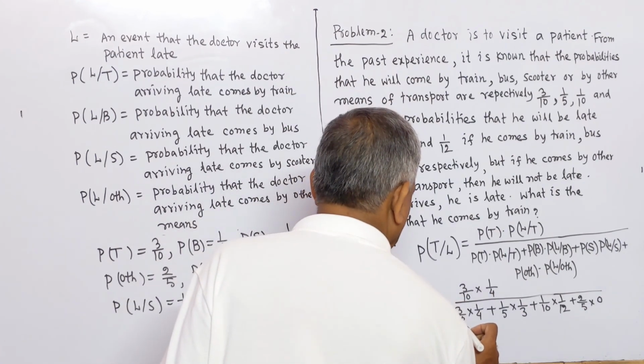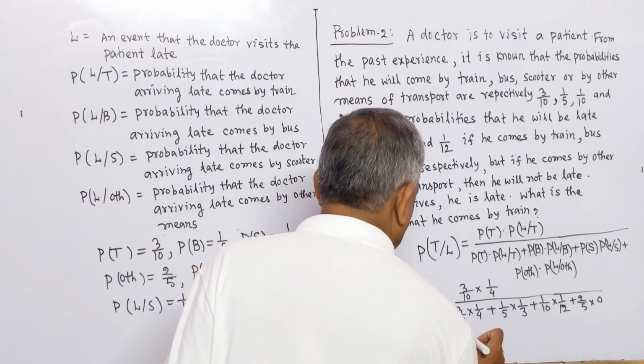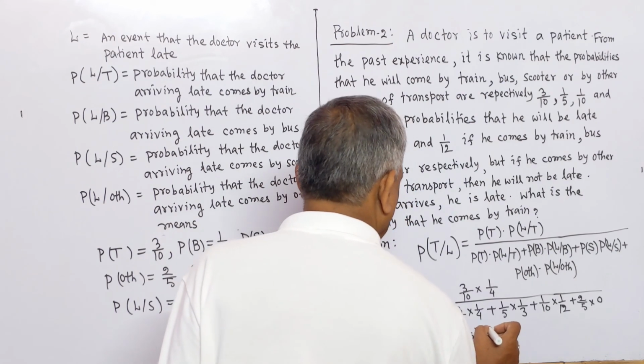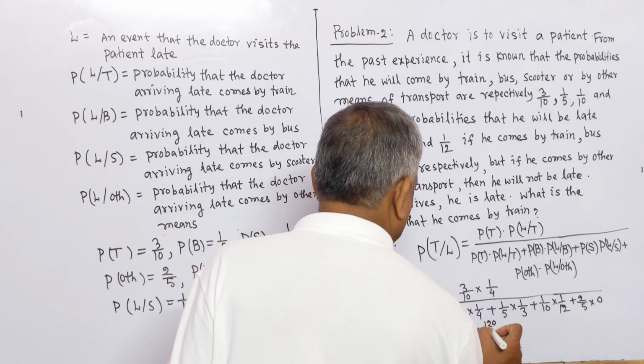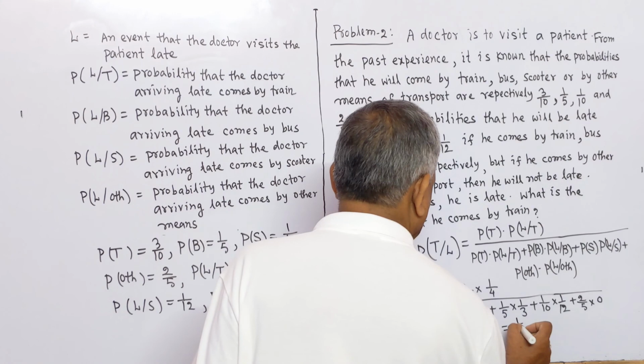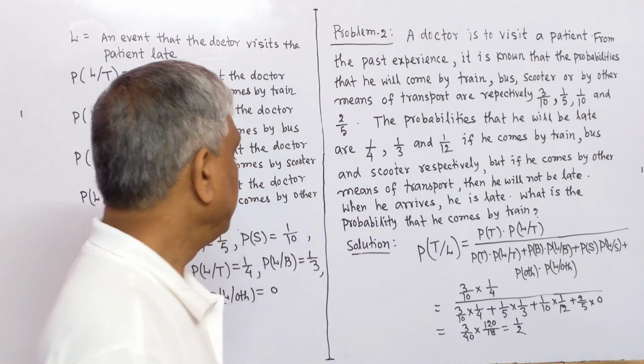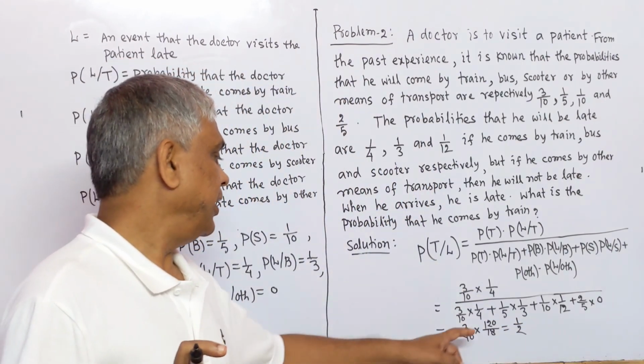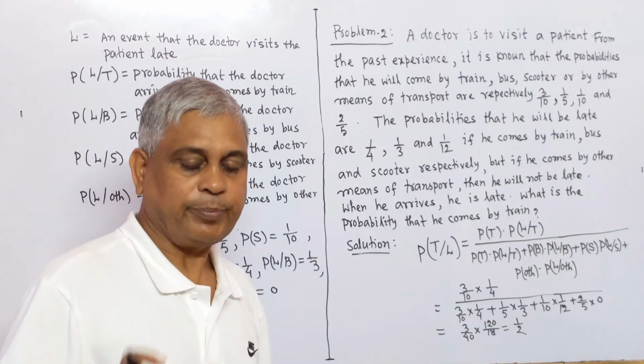And this is equal to 3 by 40 multiplied by 120 by 18. This is equal to 1 by 2. So our problem is solved and we get the probability as half.